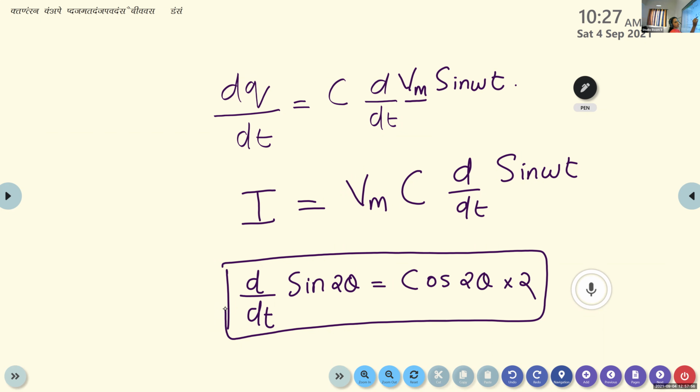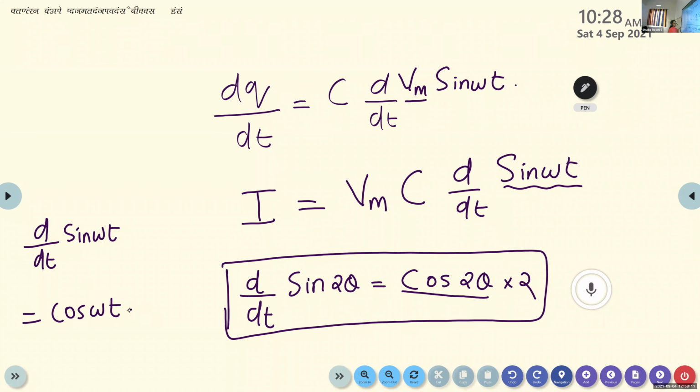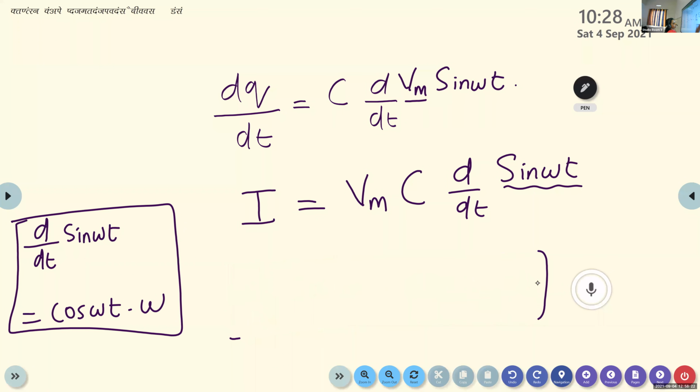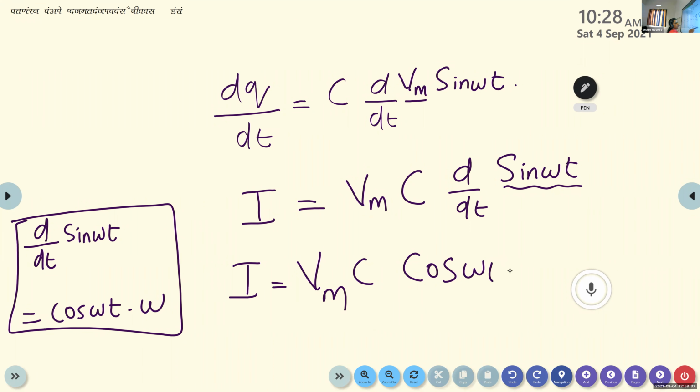Similarly, here we have another function, sin omega t. So d by dt of sin omega t is equal to cos omega t into omega. So the expression becomes I is equal to Vm C into d by dt of sin omega t, which is cos omega t into omega.